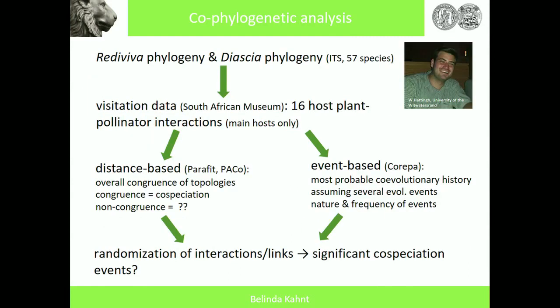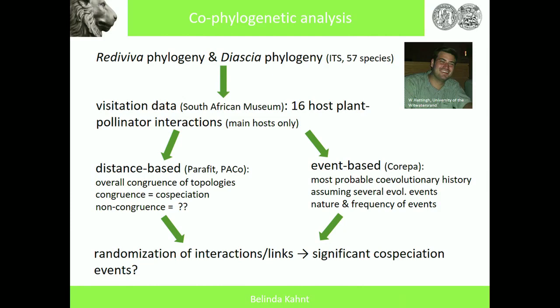So now to the co-phylogenetics. I just showed you the phylogeny that I generated, and then we took the phylogeny of the host plant, Diascia, that my colleague Wesley from South Africa generated by sequencing the ITS region for Diascia. We used visitation data because we needed to know which plant is visited by which bee. Overall, we included just 16 plant-pollinator interactions because we concentrated on the main hosts for the bees. I used two different co-phylogenetic analyses, a distance-based approach and an event-based approach.